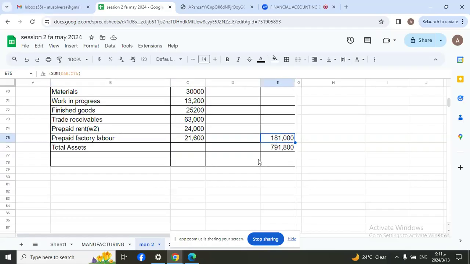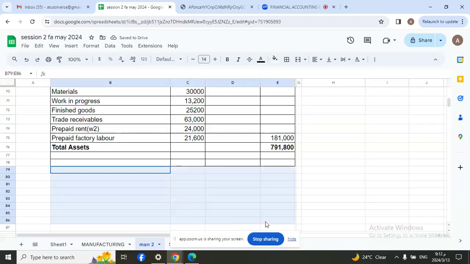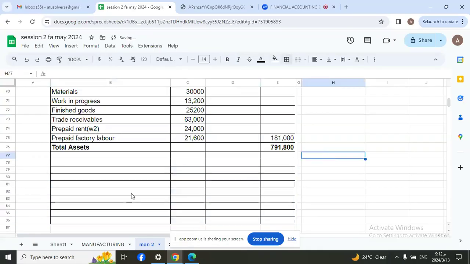So therefore, our total assets are going to be 791,800. That is total assets. If there is no question, I think we can go on and continue. Yes? So from here, we are going to equity and liabilities.